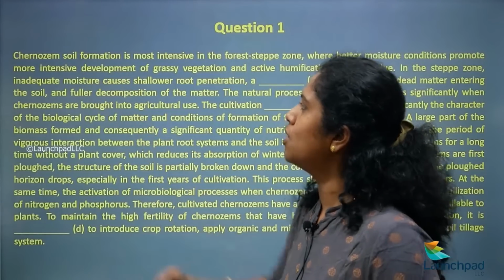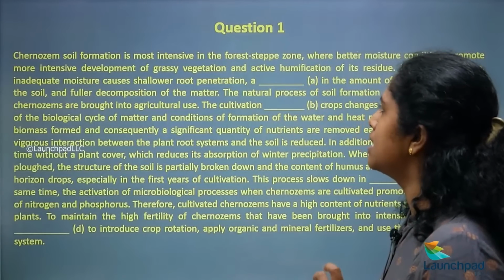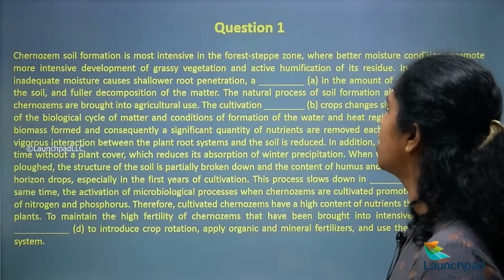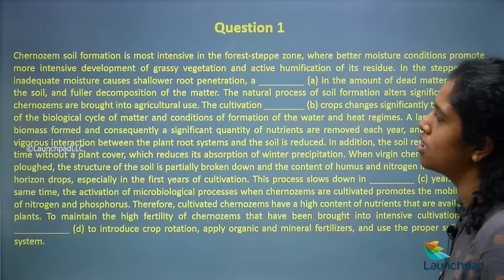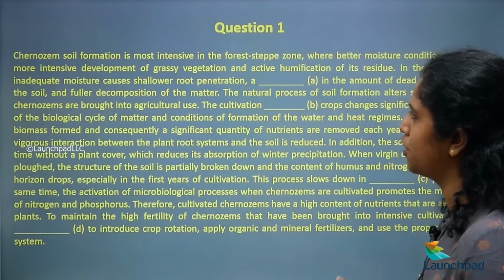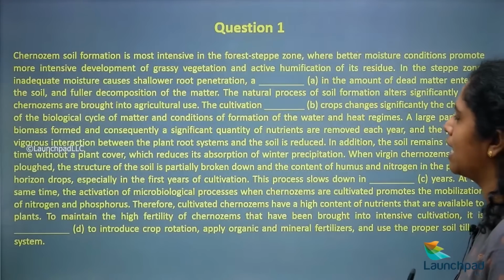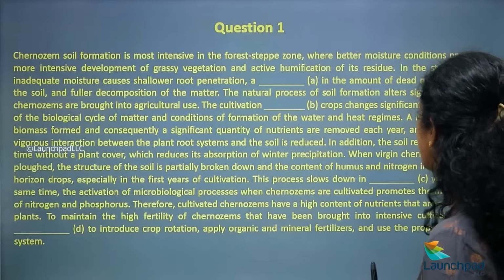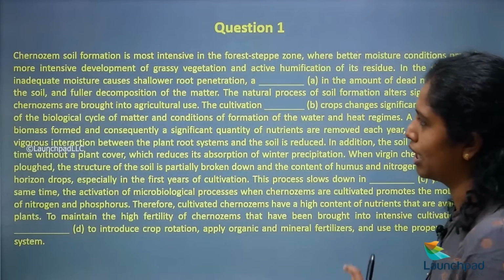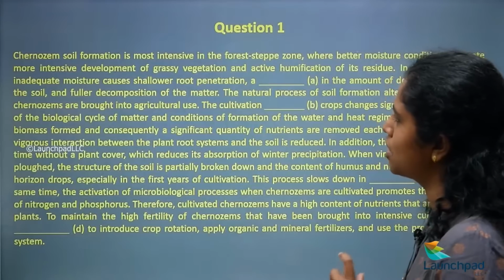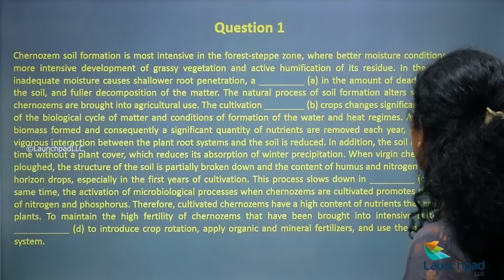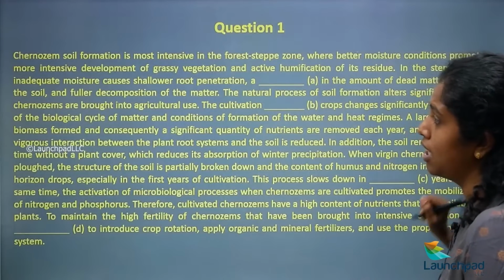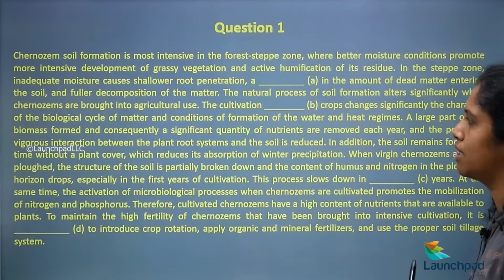Chernozem soil formation is most intensive in the forest steppe zone, where better moisture conditions promote more intensive development of grassy vegetation and active humification of its residue. In the steppe zone, inadequate moisture causes shallower root penetration, a dash in the amount of dead matter entering the soil, and fuller decomposition of the matter.